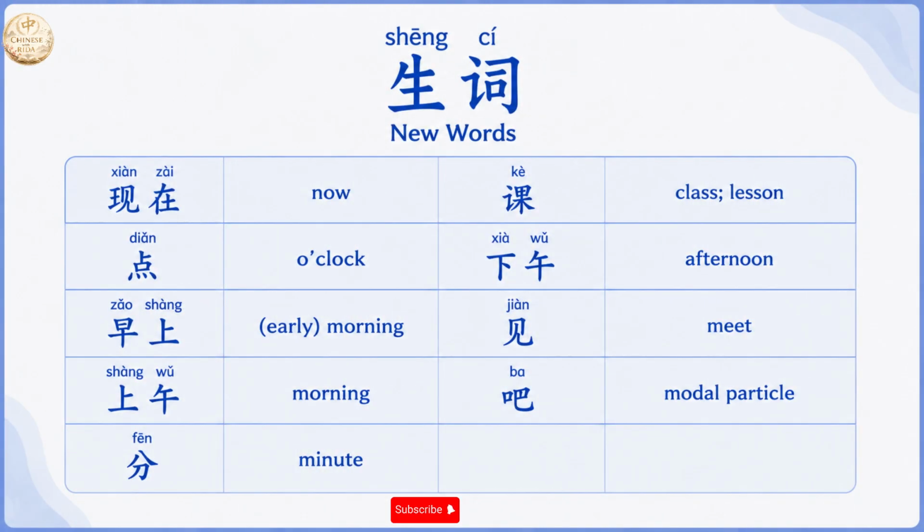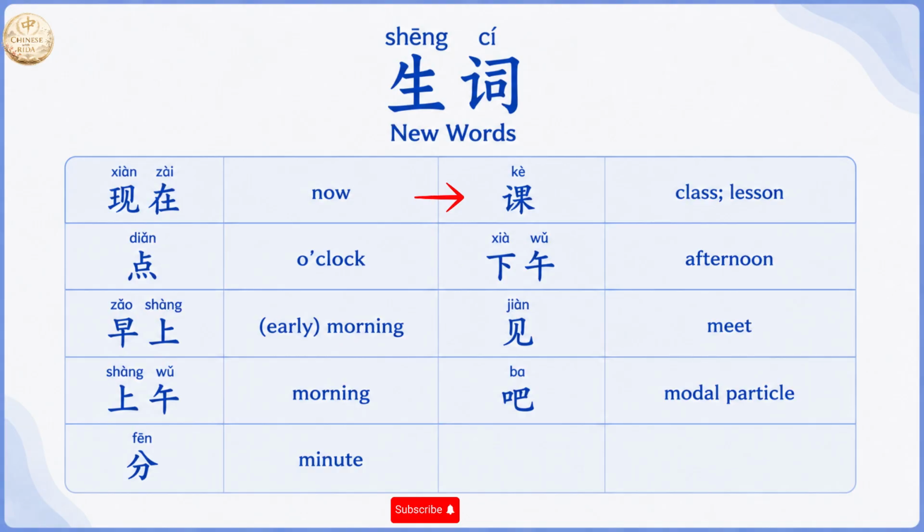Alright, new words. Now let's look at the new words of text 1. 现在 this means now. We have already explained it in the expression of time. 早上 early morning. 上午 morning. 早上 is used before 8 o'clock in the morning, and 上午 is used between 8 o'clock in the morning to 12 o'clock.